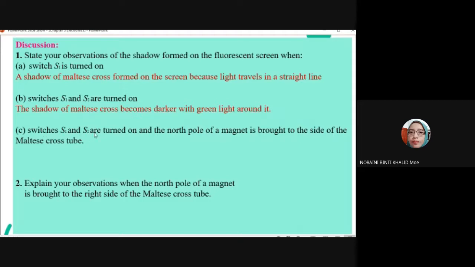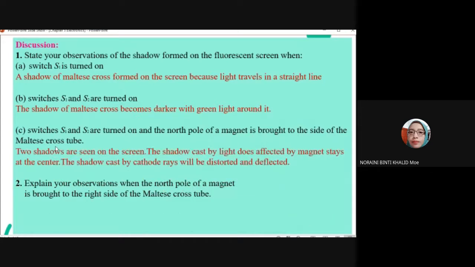Switches S1 and S2 are turned on and the north pole of a magnet is brought to the side of the Maltese cross tube. Okay. Two shadows are seen on the screen. The shadow cast by light does not get affected by the magnet, it stays at the center. The shadow cast by the cathode rays will be distorted and deflected.